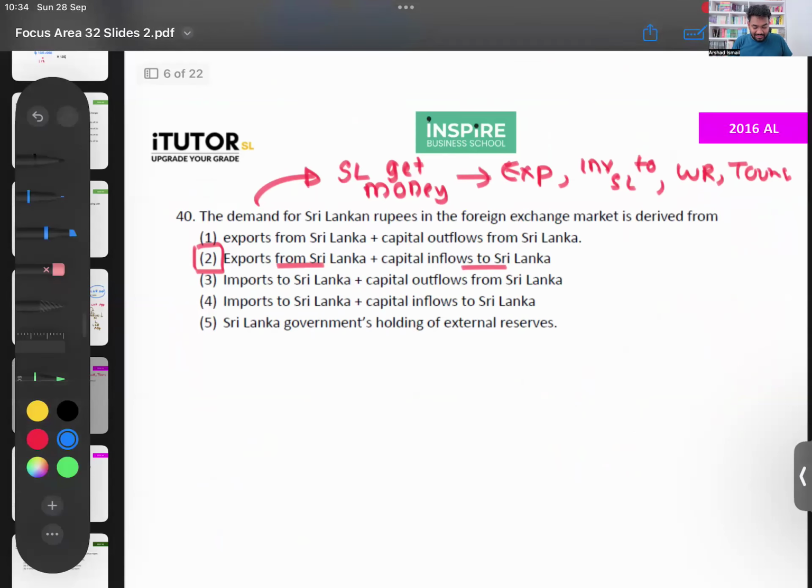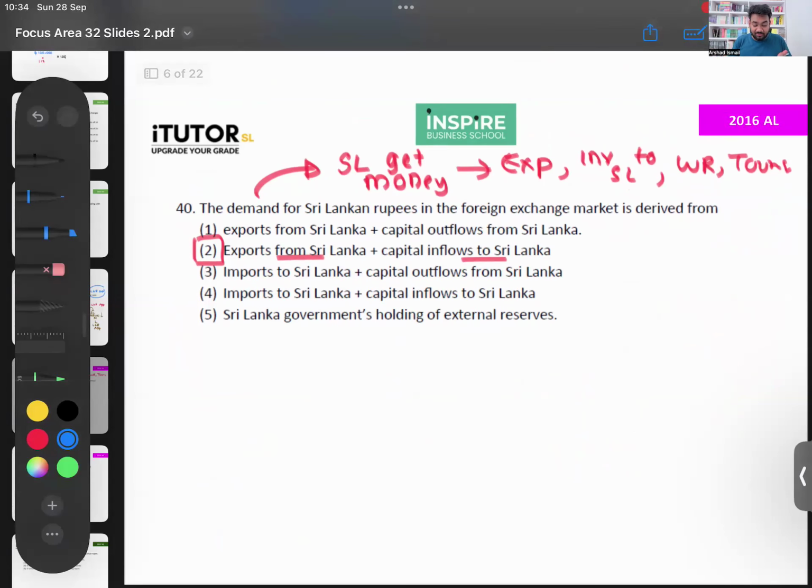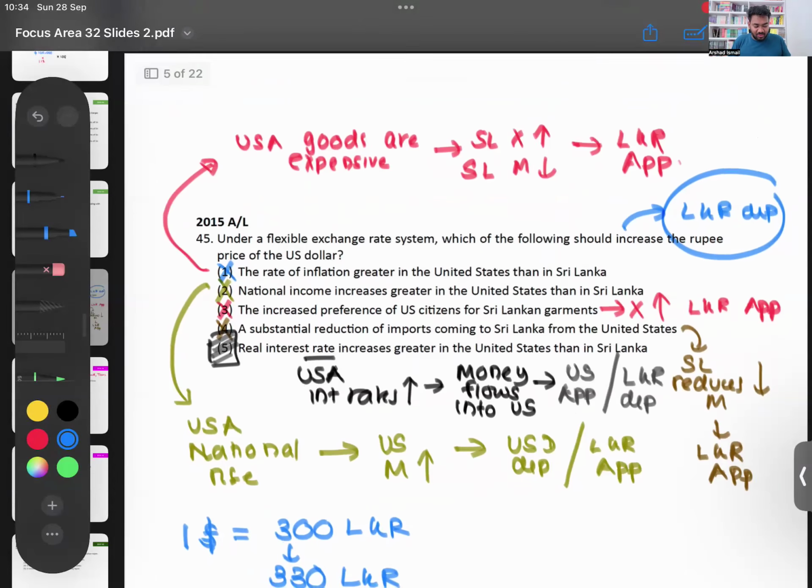Then 2016 we did, Lamai. 2016 in short, since someone wanted me to re-explain. When will there be a demand for Sri Lankan rupees? There is a demand for Sri Lankan rupees when Sri Lanka gets money. So then look for an answer where Sri Lanka is getting money. So when we export, we get money. If any capital inflows, let's say share market investments, any money that comes into our country, there will be a demand.